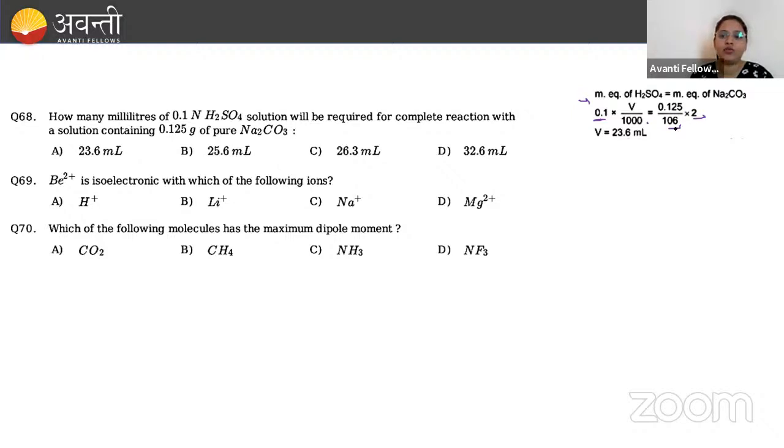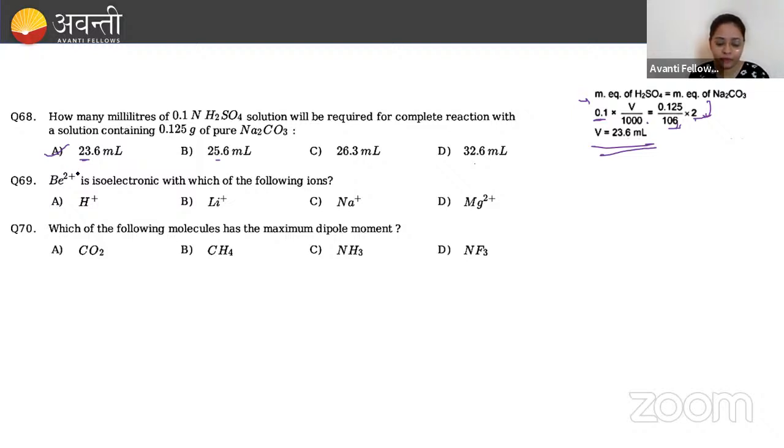The weight was given, we divided it by the molecular weight, we get the number of moles, multiplied by the 2 term, giving milliequivalents of Na2CO3. When you do this calculation, you will get the volume 23.6. That is option A. Just see all the answers, here it is 26.3, here 32.6. So answer A is correct here.